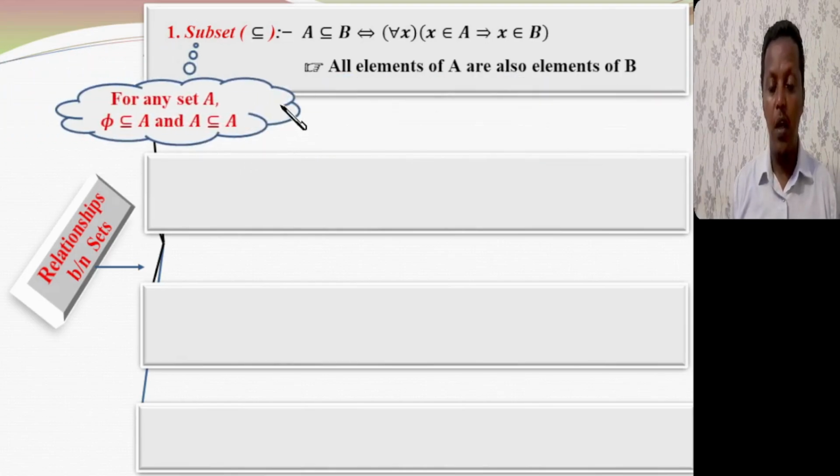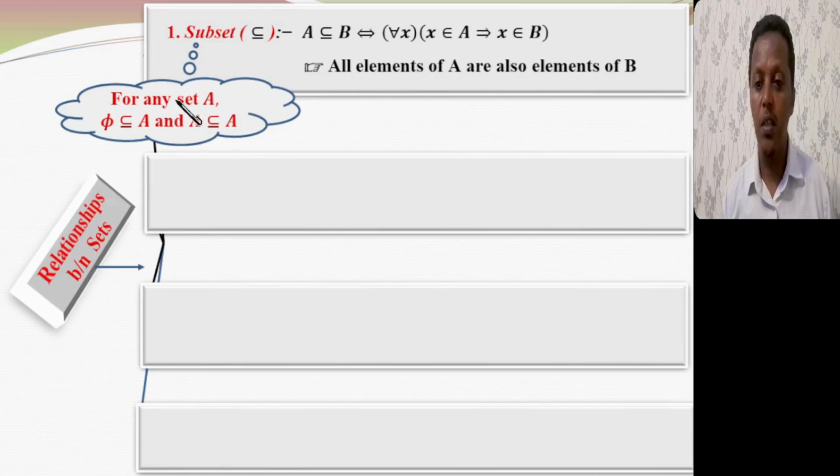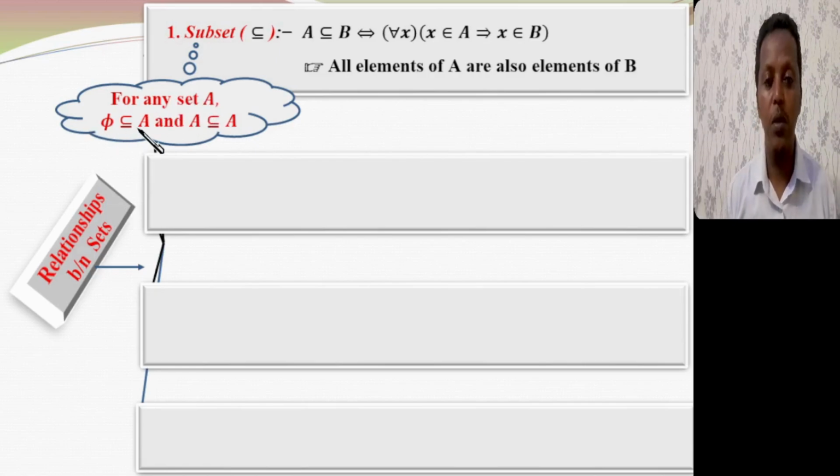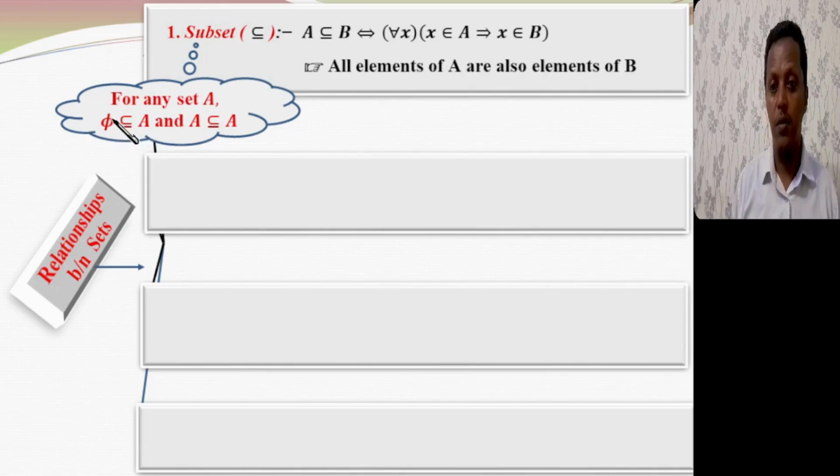So we can say A is a subset of B. And the other concept regarding the subset, for any set A, the empty set is a subset of A, because the empty set is a subset of every set. If you say the empty set is not a subset of every set, it will contradict the definition of the empty set. Because of that, by default, the empty set is a subset of any set, and any set is a subset of itself. So this is the first relation we have between two sets.